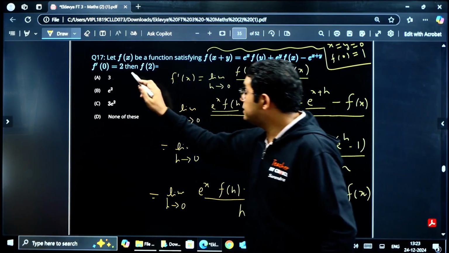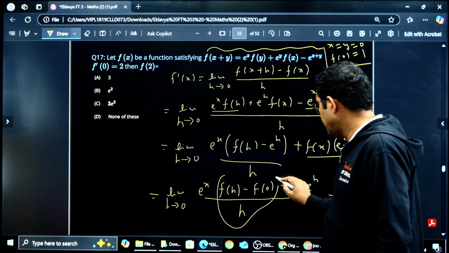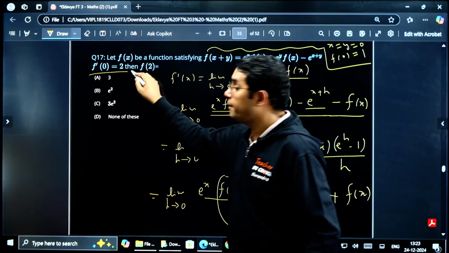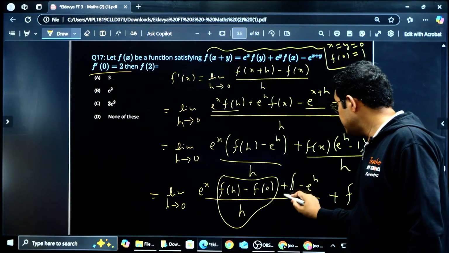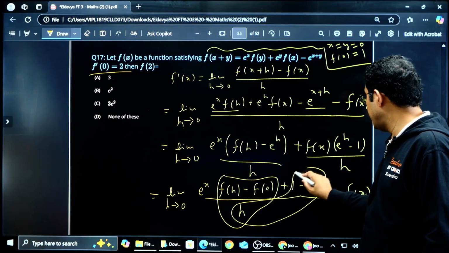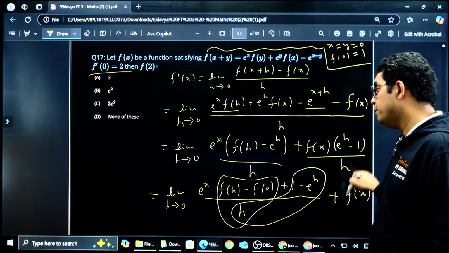In this case, these two limits, I think this is f dash 0 only by first principle, and this e power h minus 1 upon h, same standard limit. I think this will give us minus 1 here.